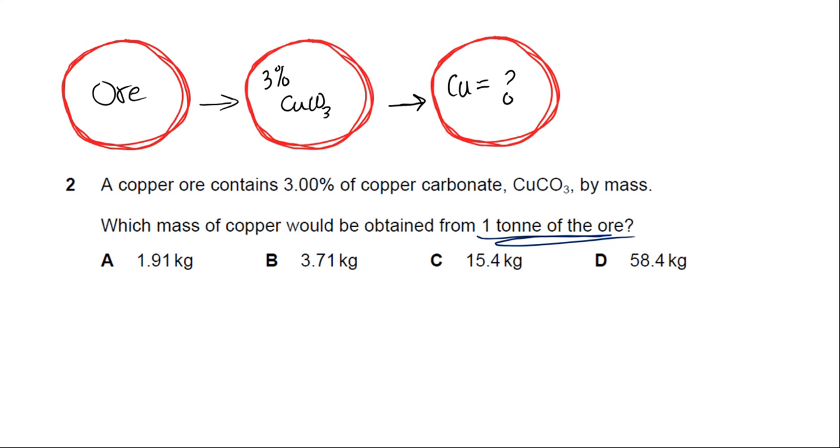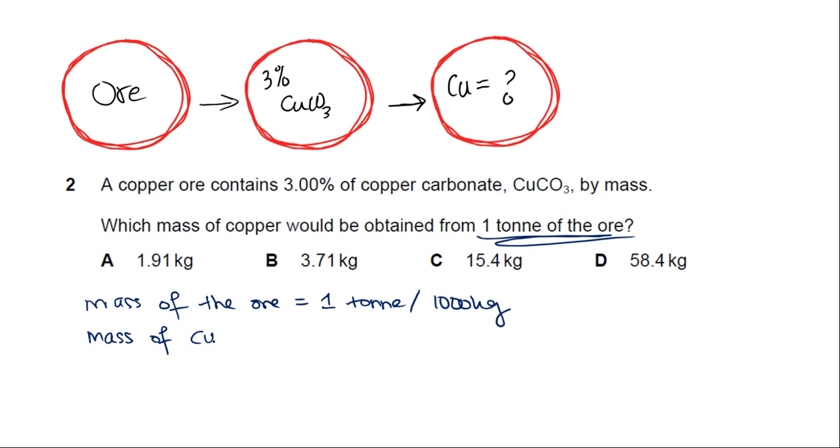So here's how you will basically solve it. The mass of the ore is 1 ton, and you can also write this down as 1000 kg because 1 ton is equal to 1000 kg. And the mass of copper carbonate is going to be 3% of 1000 kg, and that basically gives you 30 kg.